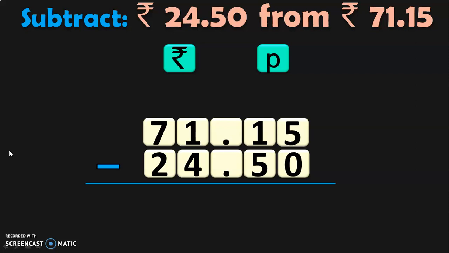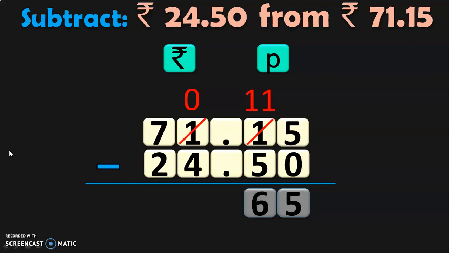5 minus 0 is 5. 1 minus 5 cannot be done. So, you move on to the next place value for borrowing. So, 1 becomes 0 and this 1 becomes 11. 11 minus 5 will give you 6. So, you have 65 paise. Write down the decimal point exactly in the same place where the other decimal points are there.